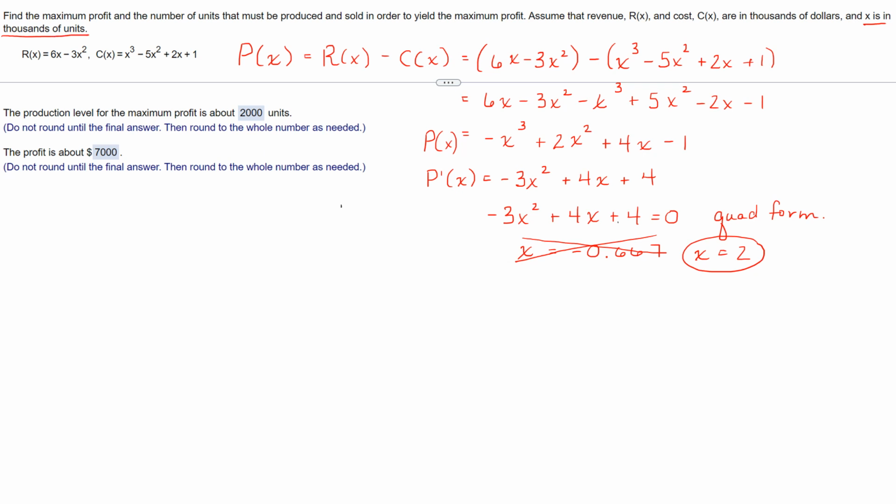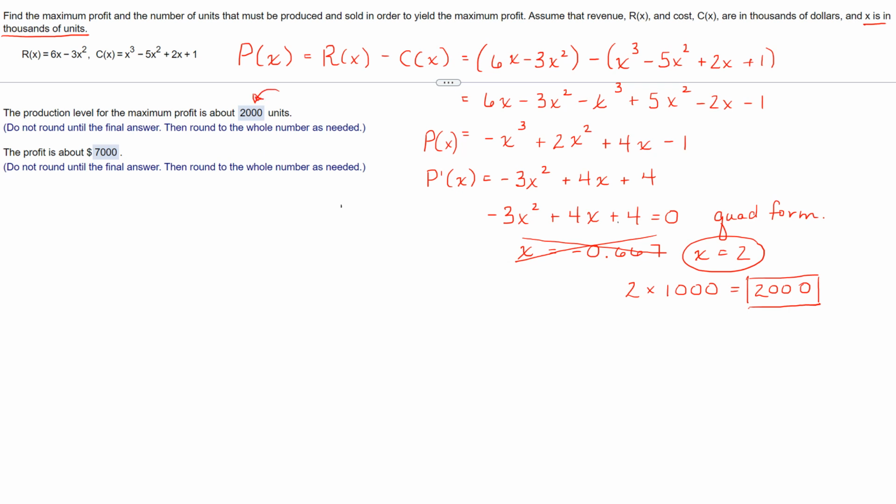So we're going to take that 2, multiply it by 1,000, and that gives us the first answer of 2,000 units. You can see that it's already there for us.